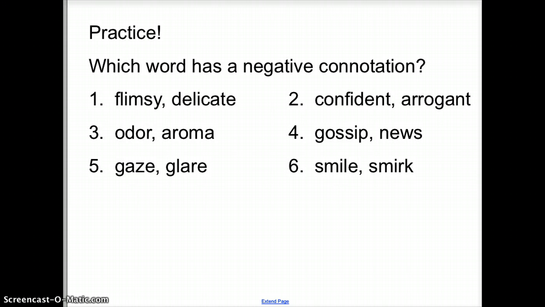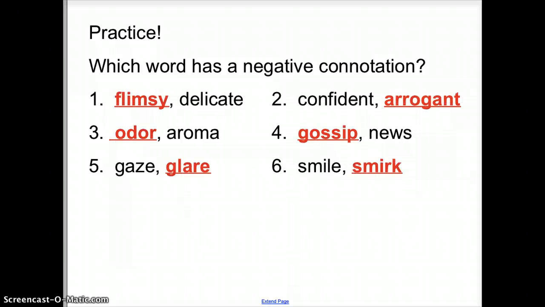Number 1, flimsy or delicate. 2, confident or arrogant. 3, odor or aroma. 4, gossip or news. 5, gaze or glare. 6, smile or smirk. Pick the one that's more negative. Pause it here if you need to. Here are your answers. Number 1, the more negative is flimsy. 2 is arrogant. 3 is odor. 4 is gossip. 5 is glare. And 6 is smirk.